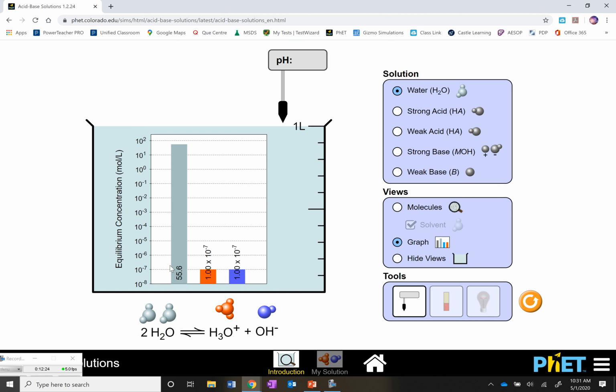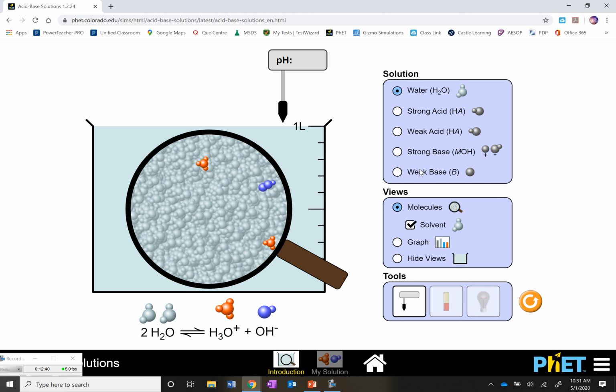And if we look at this on the graph, at equilibrium, our equilibrium concentration, moles per liter, we have our water and a pretty small concentration of hydronium and hydroxide. And these are going to change depending on what type we have here. Now we can put this little pH meter in here and we can test the pH. It'll tell us here, okay, this is 7. So this is considered neutral, not acidic or basic.